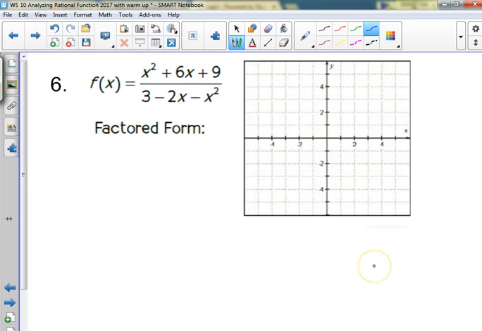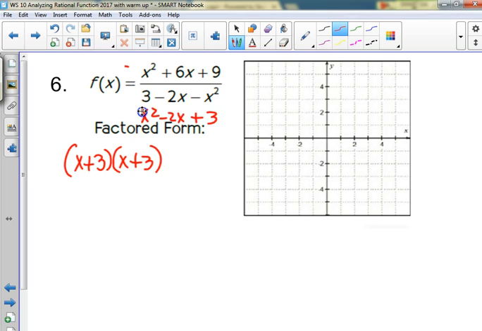Okay, number 6. If I factor the top, what do I get? Okay. If you don't like how the bottom is written, what could you do? Can you just rewrite it as x squared minus 2x plus 3?